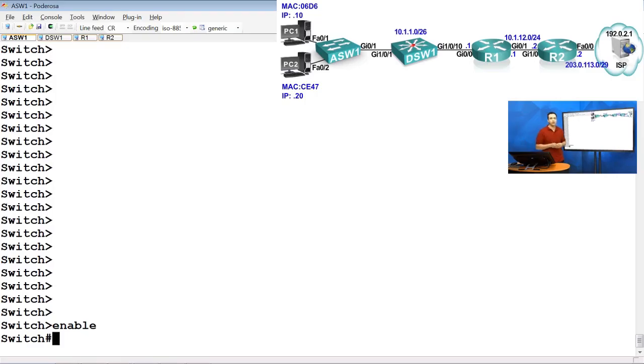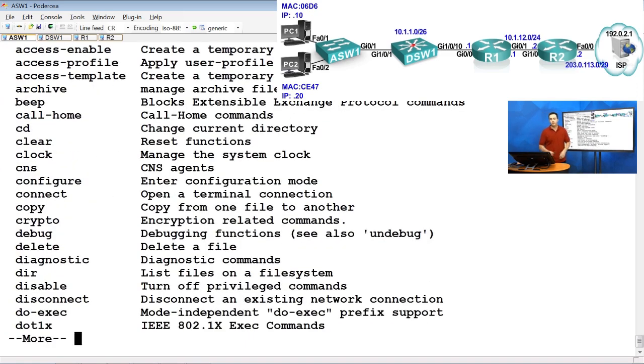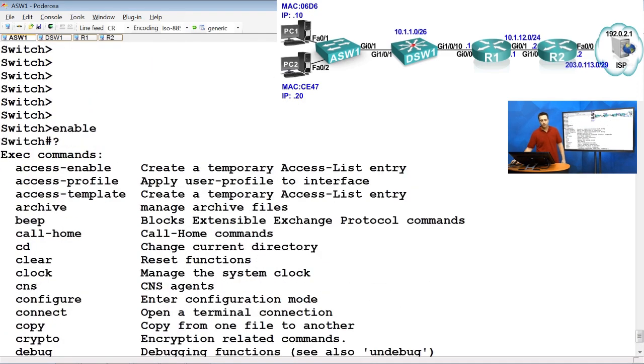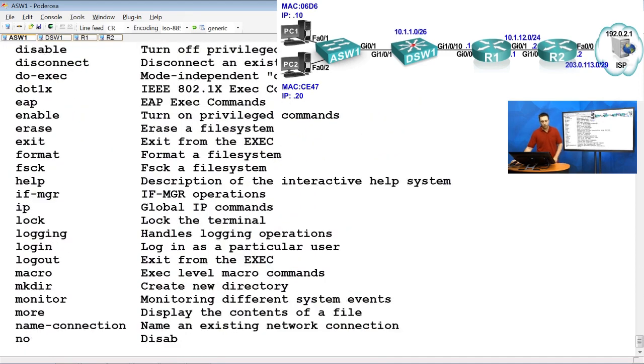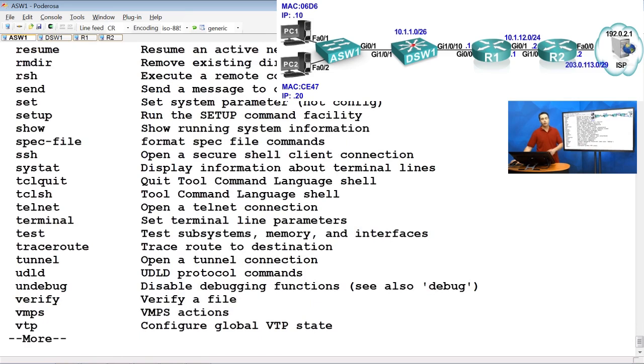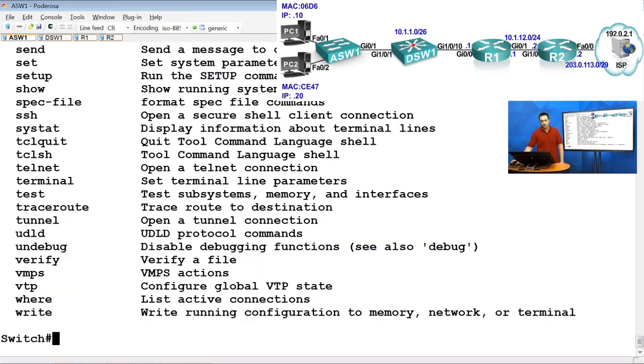What can we do in privileged exec mode? Well, there's a lot we can do. I'm going to use context sensitive help right now by typing in question mark. And it's telling me there's a different command you can perform in privileged exec mode. A lot more than you could ever imagine possible in user exec mode. We're not going to go through all these commands right now. But what are some of the functions you can perform in privileged exec mode?